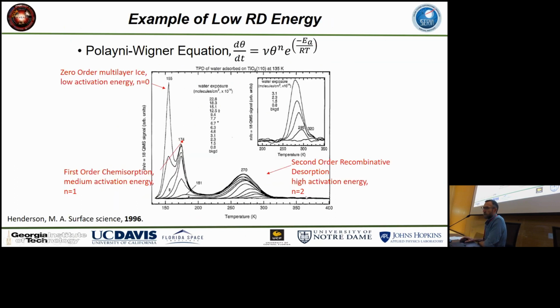I just want to really briefly talk about this. This is called a temperature programmed desorption curve, and it's described well by this Polanyi-Wigner equation. And the key part here is this part right here. So this is recombinative desorption. And I just want to show you the effect that the metal ions have on that.